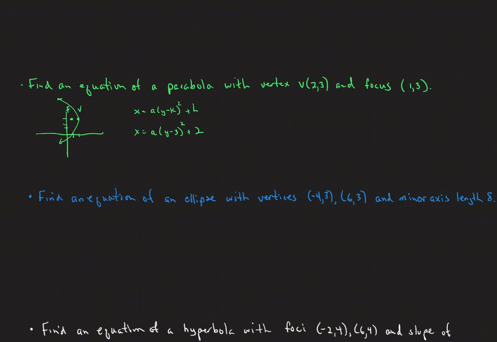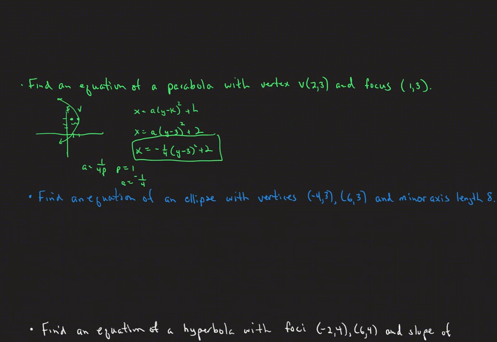To find the a, we know that that is going to be 1 over 4p. P is the distance from the vertex to the focus, and that distance looks like it's 1. Because it's opening to the left, that means our a is going to be negative. So our a is going to be 1 over 4p, and we know it's got to be negative. So our equation is going to be x equals negative 1/4 times y minus 3 squared plus 2.